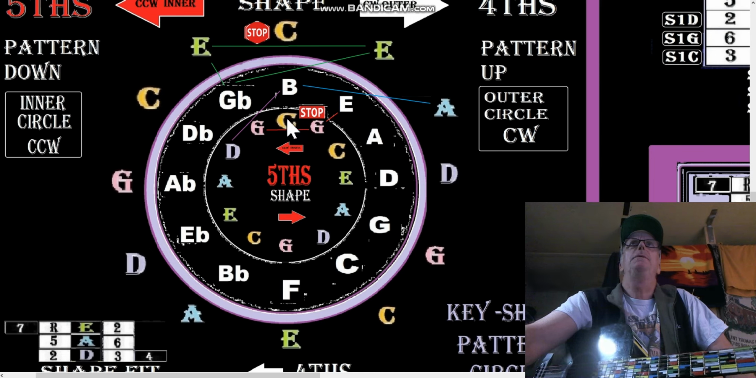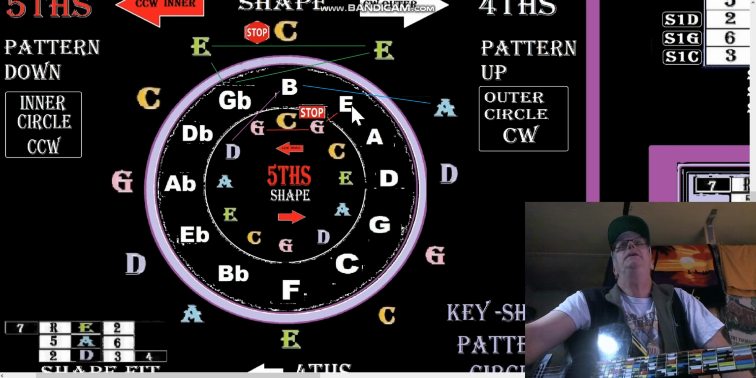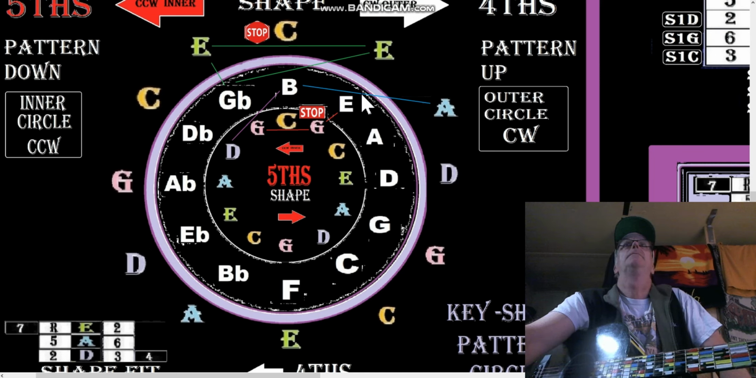So let's just look at the chart the way it's supposed to go. If you start in B, let's say, the fourth of B is E. Now, if you're starting from a C shape, the fourth of B is E. That E should be in E shape up here, right? It would be E in E shape. B in C shape, E in E shape.